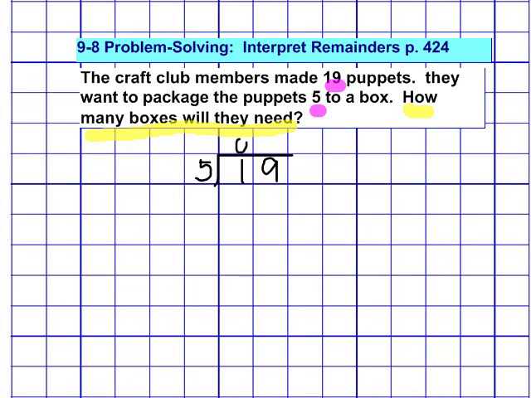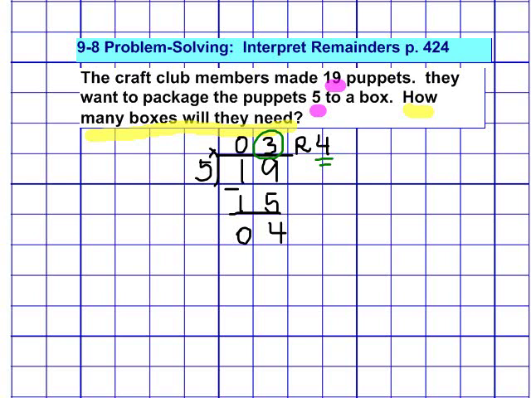5 cannot go into 1, so I'll put a 0 to hold the place. And 5 goes into 19 3 times. 3 times 5 is 15. And we will go ahead and subtract that. 9 take away 5 is 4. 1 take away 1 is 0. In this case, then, I have a remainder. You do need to take a step back and see what this information means. I will have 3 full boxes with 5 puppets in each, and there will be 1 box that will only have 4 puppets. There wasn't enough to fill it out. There was a remainder of 4 puppets.